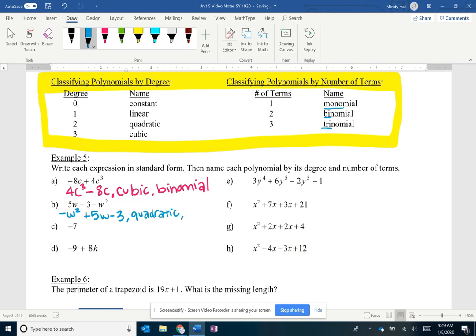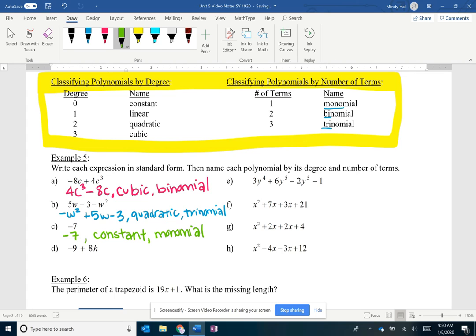And then if you notice, we have 1, 2, 3 terms, so that would give us a trinomial. Okay. So then with C, it's just negative 7. It's in standard form, so we can't do anything with it. It is a constant, and it is a monomial.